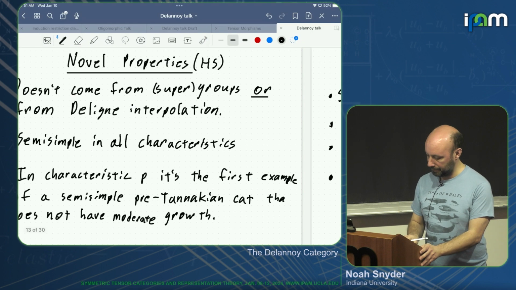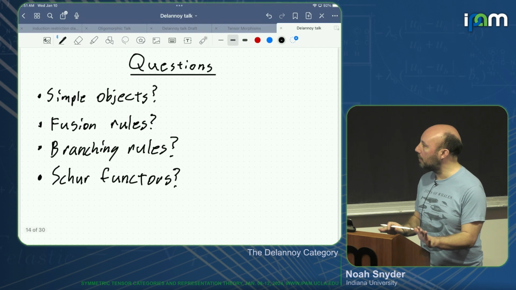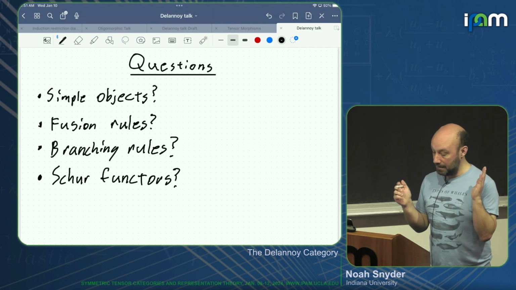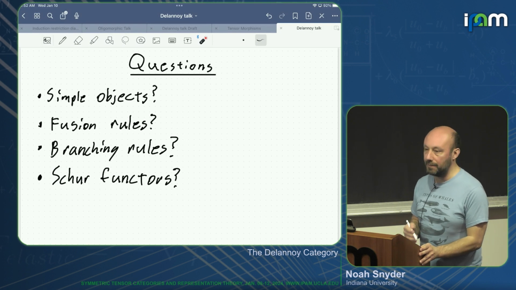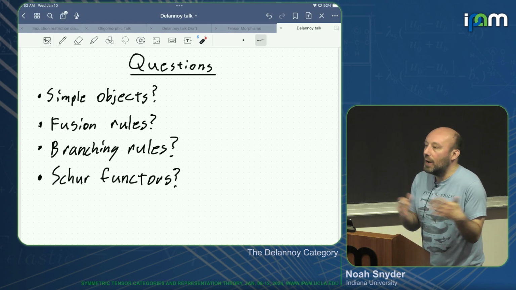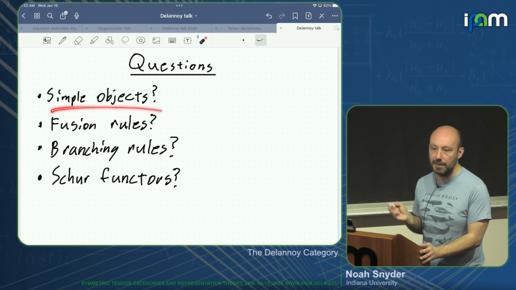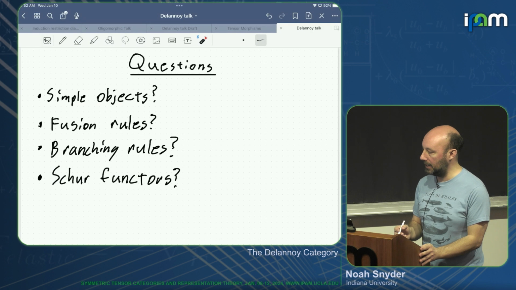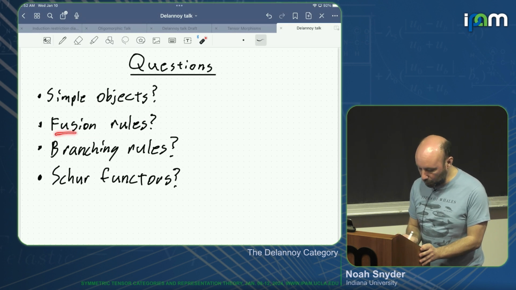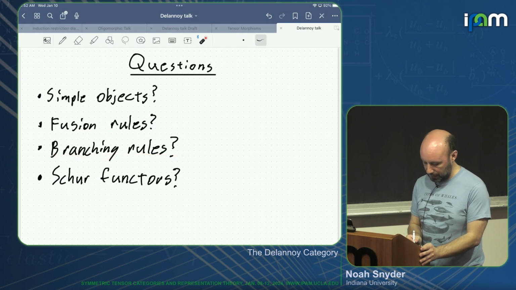All right, so that's the end of the, oh right, and then I wanted to say, that's what we know from their first paper. So the starting point for our paper was just, what else can you say about this category? What are the simple objects? Not just the simple summands of R, but all the simple objects. What are the fusion rules? What are the branching rules?